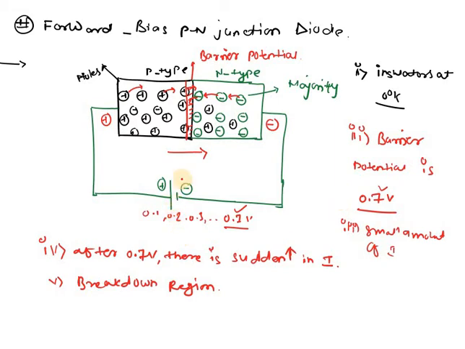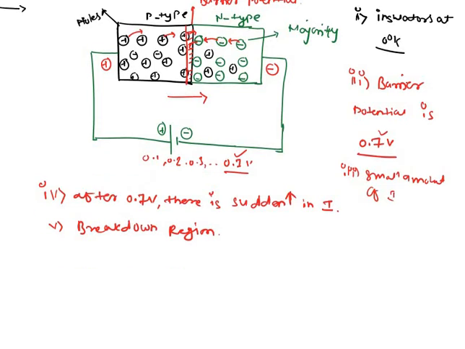Now once we cross 0.7 volt, this particular region will break down. This we call it as a breakdown region also, and more and more holes and electrons will combine with each other, due to which there will be a sudden increase in the current. So this is the point that we have studied up till now.